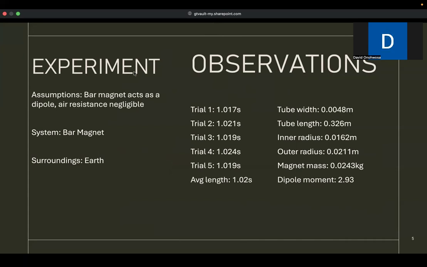Okay, so for the experiment, some assumptions that we made were that the bar magnet acts as a dipole and that air resistance is negligible, as well as friction. The system was the bar magnet, and the surroundings were the earth and the tube. The observations. So here are the times that I got for my trials, and 1.02 was the average length. And then the tube width, length, and radii, as well as the mass of the magnet and its dipole moment.